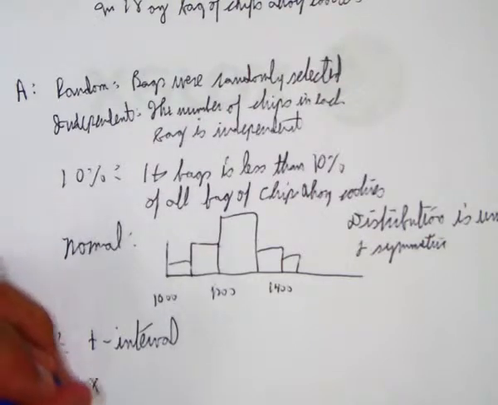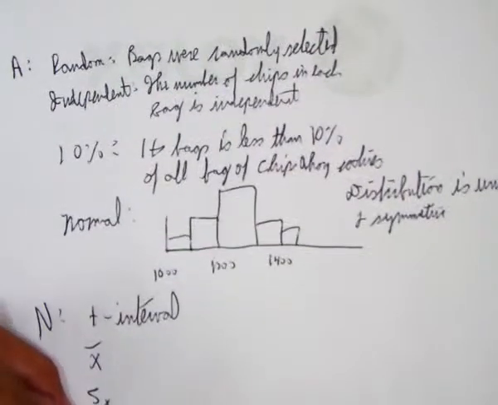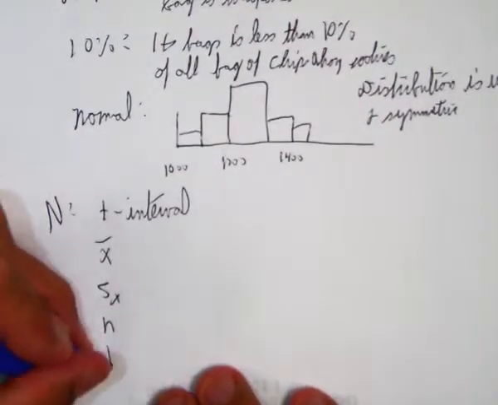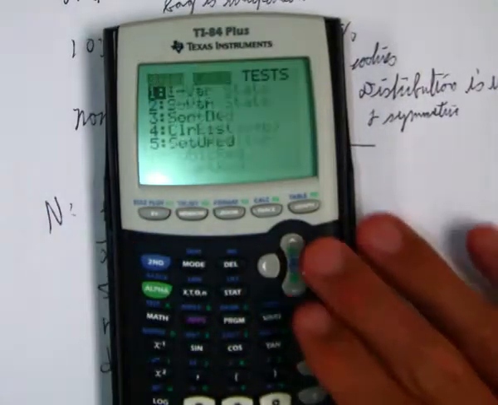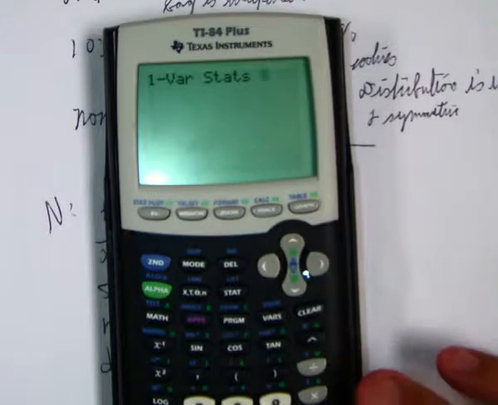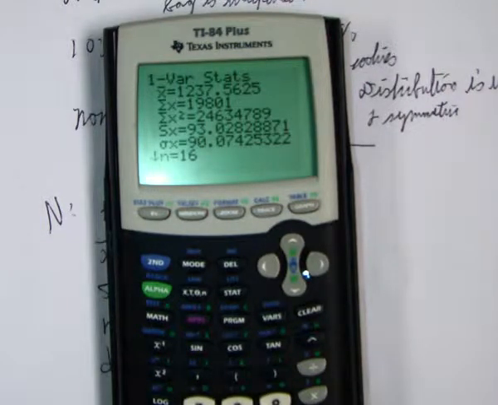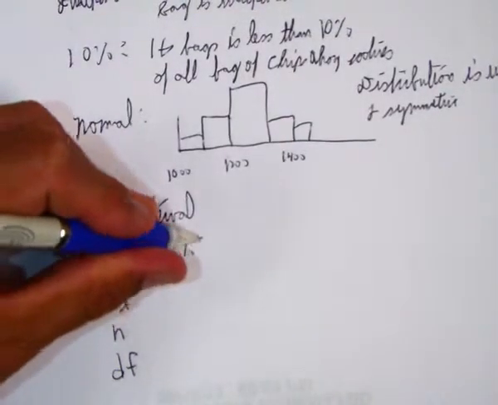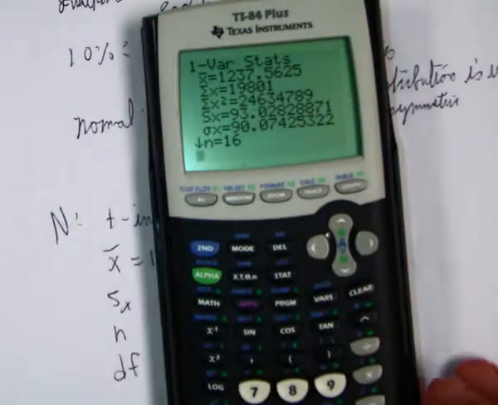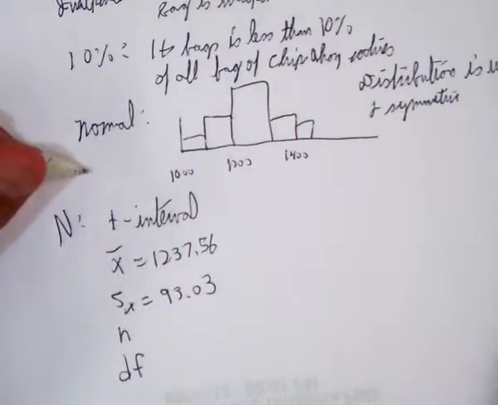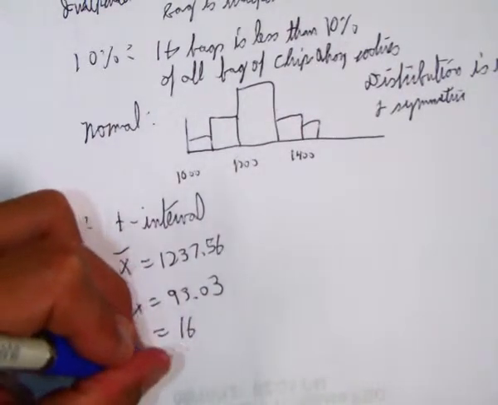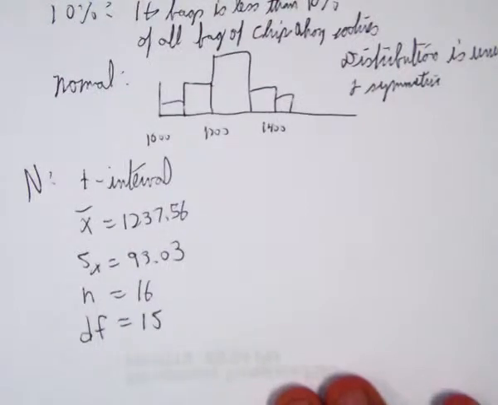What do we need? We need x bar. We need s, the standard deviation. We need n. And we need degrees of freedom. So, go to calculator, stat, calc, 1-Var Stats, L1, boom, done. X bar, 1237.56. Standard deviation, 93.03. Degrees of freedom, n is 16, degrees of freedom is 15. Okay.